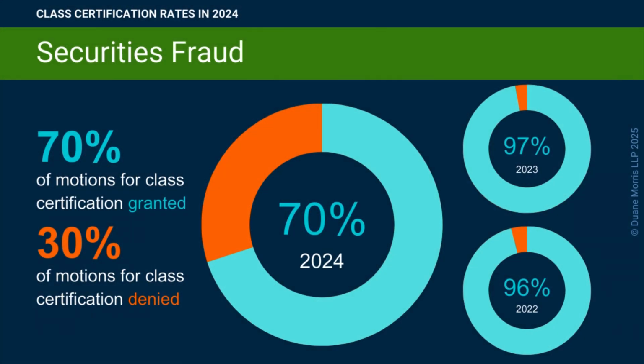In 2024, 70% or 19 out of 27 class certification motions in securities fraud actions were successful. Defendants fared better on motions to dismiss, motions to strike, and motions for summary judgment, which were granted in whole or in part at a fairly high rate. That is a high rate.